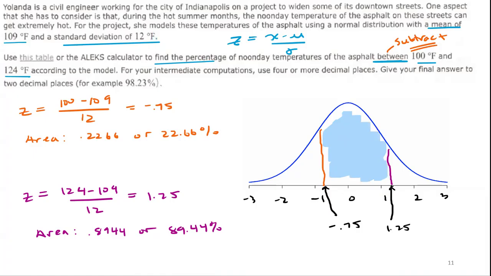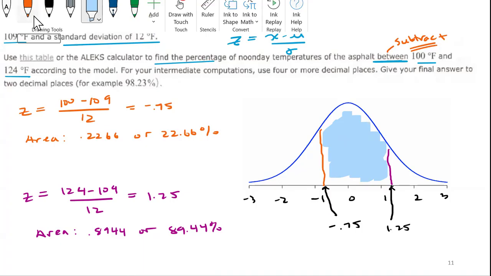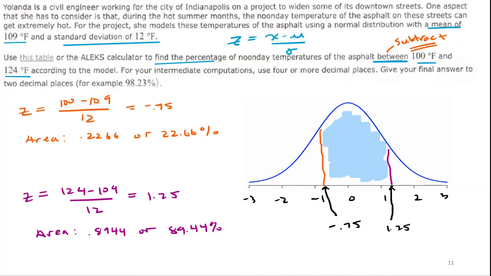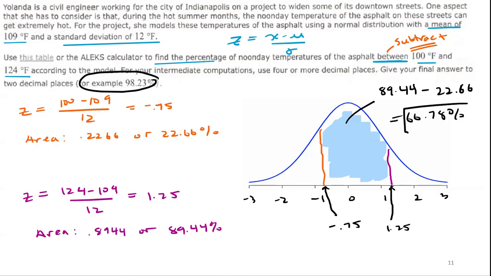All we have to do now is subtract our percentages. We're going to take 89.44 minus 22.66. Why am I picking the percentage? Because it says it wants the percent. So when we do that, we get 66.78%. And that's our final answer.